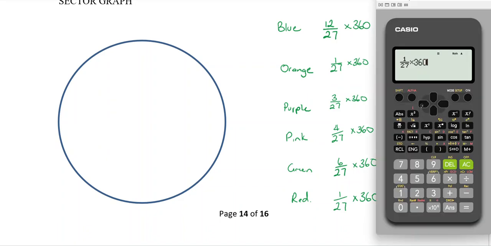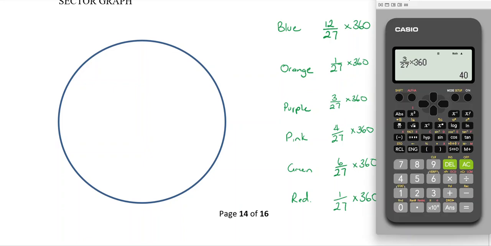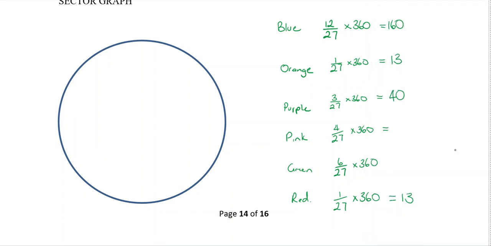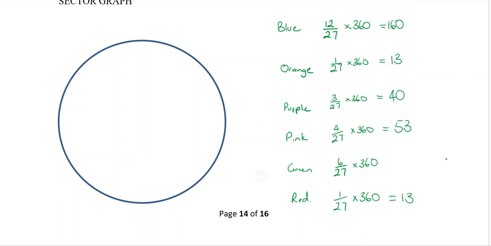Let's go to purple and change the number to a 3 on the top. And so that's 40 degrees. Change it to a 4. Oh, press the SD button. So that's 53. And last one, the 6 on the top. And that's exactly 80 degrees.